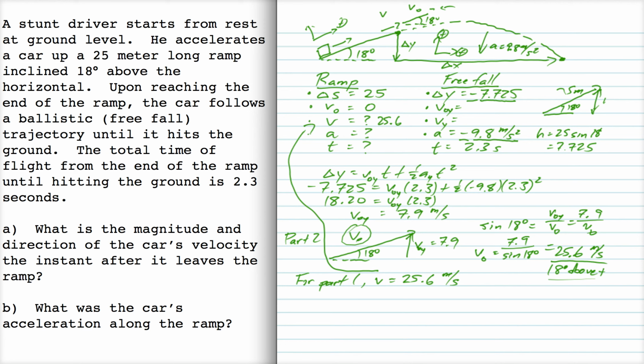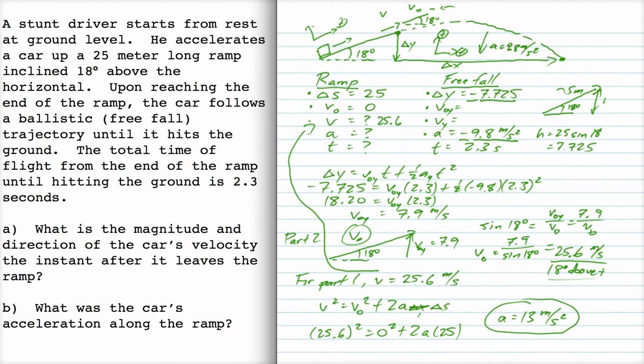Well, now I know 3 out of my 5 quantities for the ramp, so I can find part B, which is the acceleration along the ramp. I can use the equation that doesn't have t in it. I guess I should use delta S here. Alright, so that's 25.6 squared is equal to 2 times a times 25. And so that gives me my acceleration along the ramp of 13 meters per second squared.